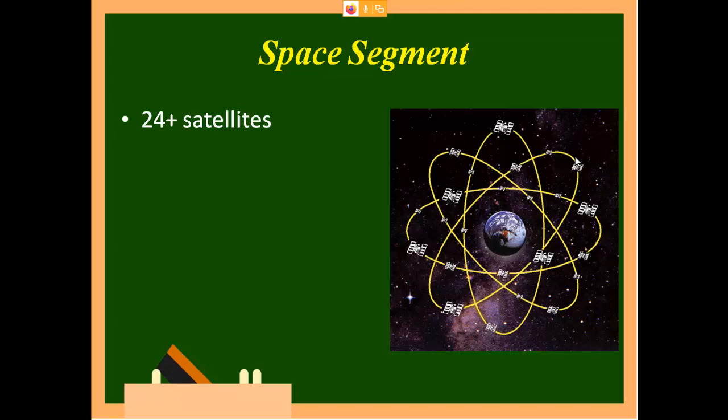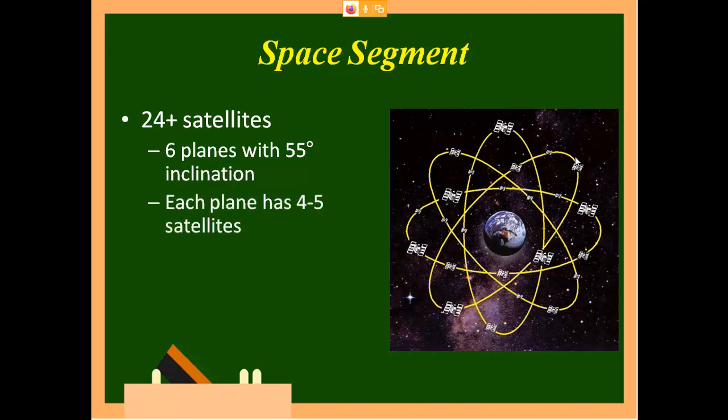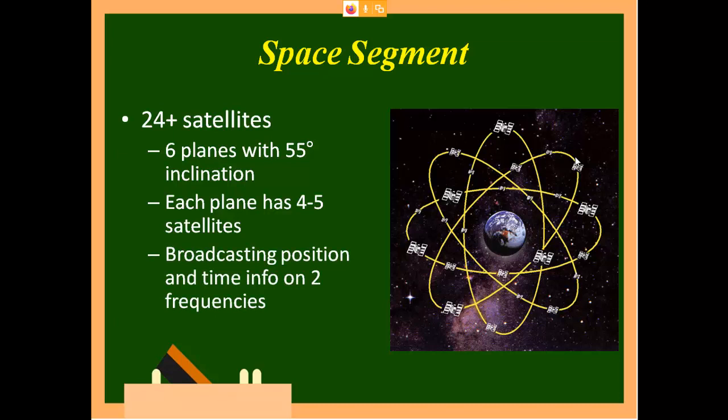So initially it started with 24, but now there are 32. 6 planes with 55-degree inclination. Each plane has 4 to 5 satellites. So at a particular instant, if it is your house, then your house is being pointed at by 4 satellites at present. At each and every time, 4 satellites will try to watch your house. Not only your house, anywhere in the world. Okay. So broadcasting position, time, info, and on frequency. With the help of this GPS only, you are now able to see the temperature and time for the entire world, all such things you can do with this GPS.